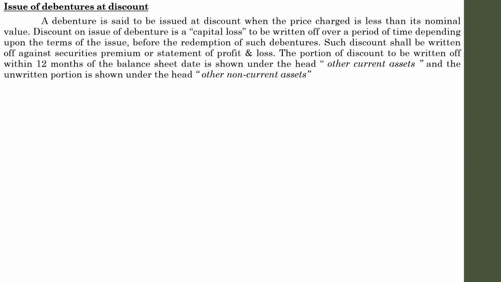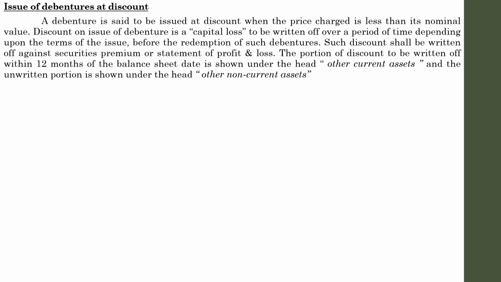Discount on issue of debenture is a capital loss, and it should be written off over a period of time depending upon the terms of the issue. Before the redemption of such debentures, such discount shall be written off against security premium or statement of profit and loss. The portion of discount to be written off within 12 months of the balance sheet date is shown under the head Other Current Assets, and the unwritten portion is shown under the head Other Non-Current Assets.